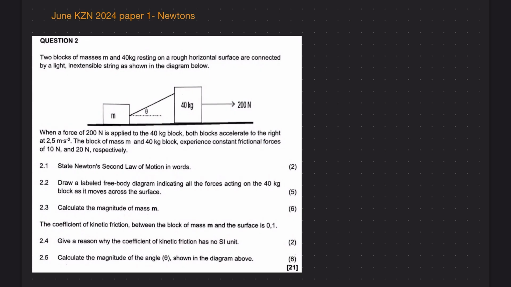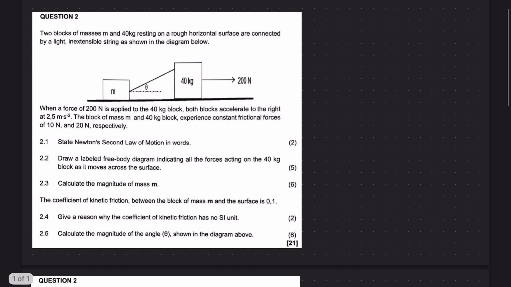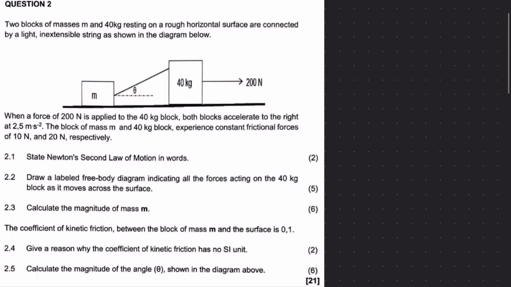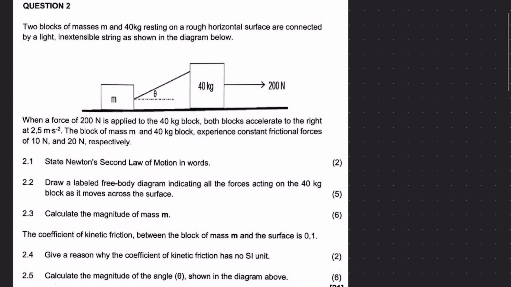Today we're going to be looking at the Newton's questions from the grade 12 KZN 2024 paper. Question 2 reads, two blocks of masses m and 40 kilograms resting on a rough horizontal surface are connected by a light inextensible string as shown in the diagram. When a force of 200 newtons is applied to the 40 kilogram block, both blocks accelerate to the right.